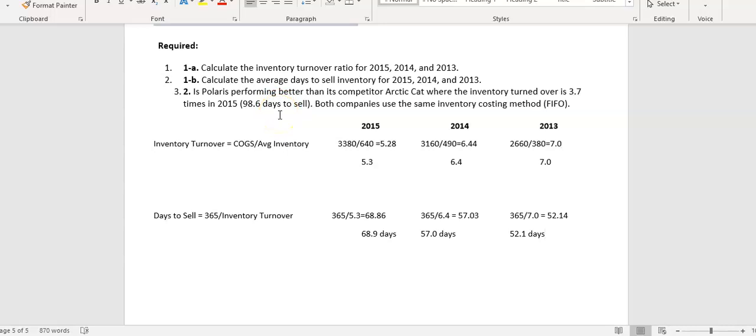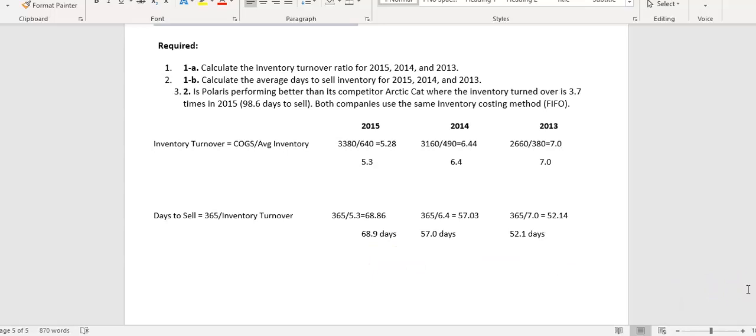And definitely in all 3 years, we've got Polaris performing better than Arctic Cat, who only turns over their inventory 3.7 times a year. And in terms of days to sell, Arctic Cat's inventory sits in inventory more than 3 months, 98.6 days, compared to the highest number of days, which is 2015 for Polaris, and that's 68.9 days.